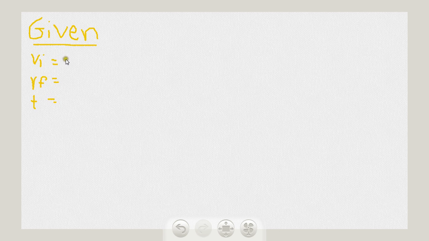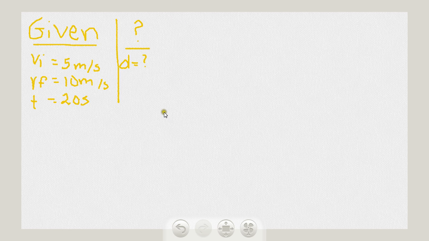So, the initial velocity is 5 meters per second. The final velocity is 10 meters per second. And the time is 20 seconds. So, now we're going to put what do we want to know. So, we would like to know the distance.